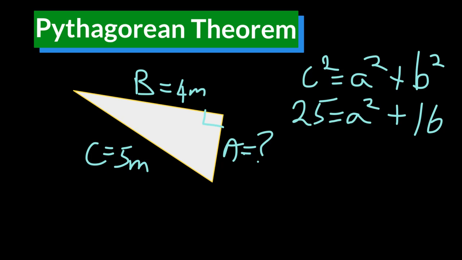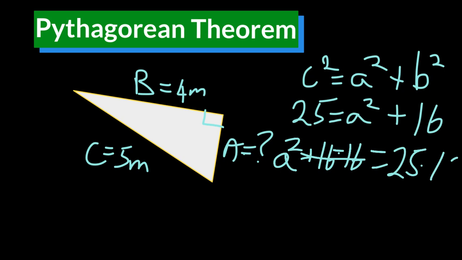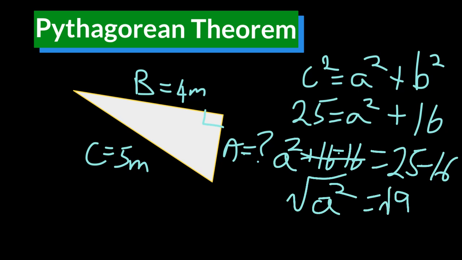We'll just switch them around, so we've got a squared plus 16 minus 16, and they cancel out, equals 25 minus 16. A squared equals 9. Again, we don't want to know a squared, we want to know a, so we find the square root of both, and we find that a is equal to 3.